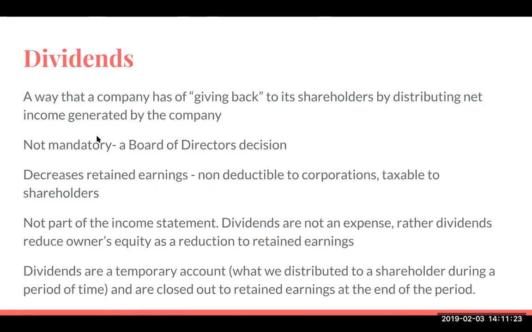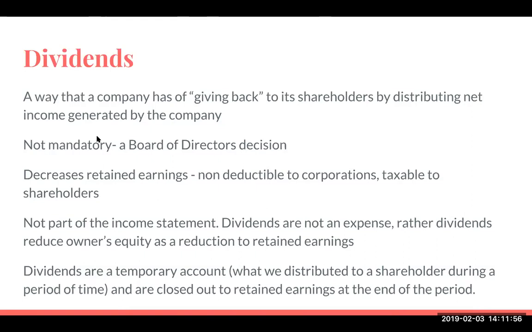A dividend is a way that a company can give back to its shareholders by distributing the net income that it's received. And if you go back to our last example on Duey, Suem, and Howe, they had net income of $95,000. And while that $95,000 is staying in the corporation, that's great, but do we want to give some of that back to Ivana and to Chase? So with dividends, it's very important to know that it is not mandatory. It is a board of directors decision.